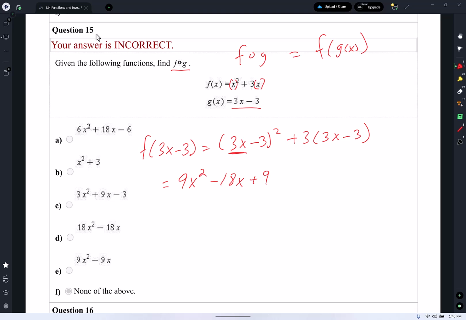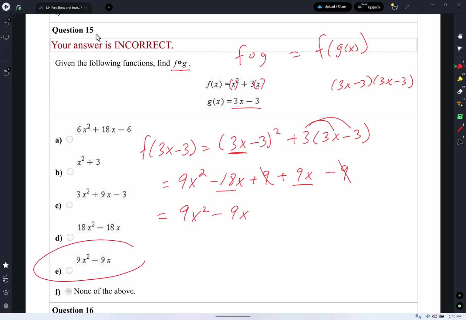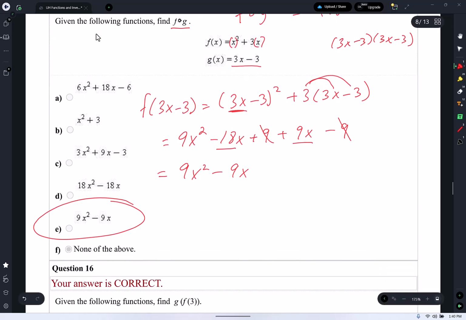If you want to go to the side, 3x minus 3, 3x minus 3, that's fine. But try and get in the habit of being fast, if you can. 3 times 3x, 9x. And then 3 times negative 3, negative 9. Combine like terms. There's only one 9x squared. Negative 18x plus 9x, that's going to be a minus 9x. And then the 9's zero out. So there it is. We're doing okay so far, guys?